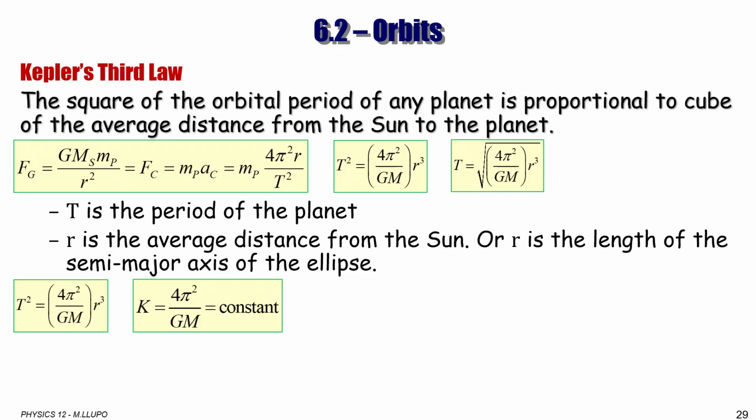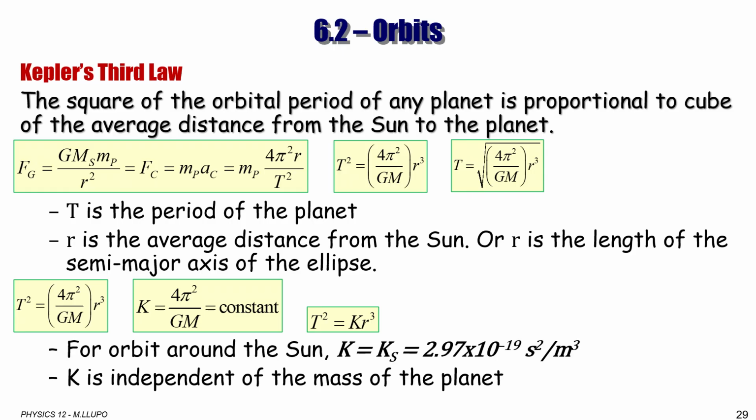So we label it as k, and we change the third Kepler's law to T² is equal to k times r to the power of 3. This k, this constant for the solar system, is 2.97 times 10 to the power of negative 19 seconds squared over cubic meter. So k is independent of the mass of the planet.